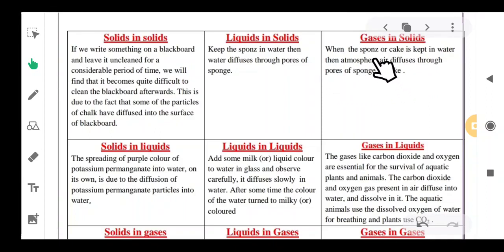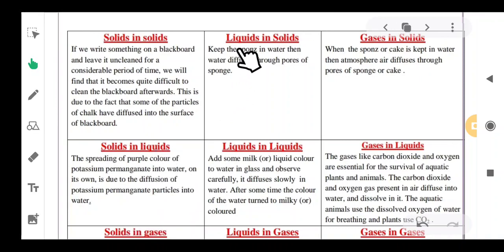సో మనం ఇక్కడ స్పాంజ్ని కానీ కేక్ని కానీ వాటర్లో ఉంచినప్పుడు ఏమవుతుంది, మనకి గాలి బుడగలు బయటకు వచ్చినట్టుగా కనిపిస్తున్నాయి. సో ఆ ఎయిర్ అనేది ఏమవుతుంది, డిఫ్యూజ్ అవుతుంది. సో ఇది ఎగ్జాంపుల్ ఫర్ గ్యాసెస్ ఇన్ సాలిడ్స్. నెక్స్ట్ వన్, సాలిడ్స్ ఇన్ లిక్విడ్స్. అంటే చూడండి మనం ఇక్కడ వరుసగా తీసుకుంటున్నాం. ఫస్ట్ వన్ సాలిడ్స్ ఇన్ సాలిడ్స్, నెక్స్ట్ సాలిడ్స్ ఇన్ లిక్విడ్స్, నెక్స్ట్ సాలిడ్స్ ఇన్ గ్యాసెస్. అంటే సాలిడ్స్లో డిఫ్యూజ్ అవుతుంది, సాలిడ్స్ లిక్విడ్స్లో అవుతుంది, సాలిడ్ గ్యాసెస్లో అవుతుంది.